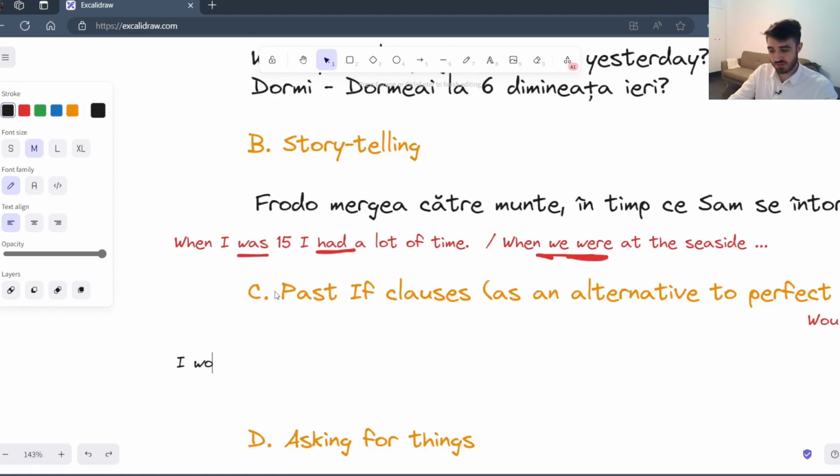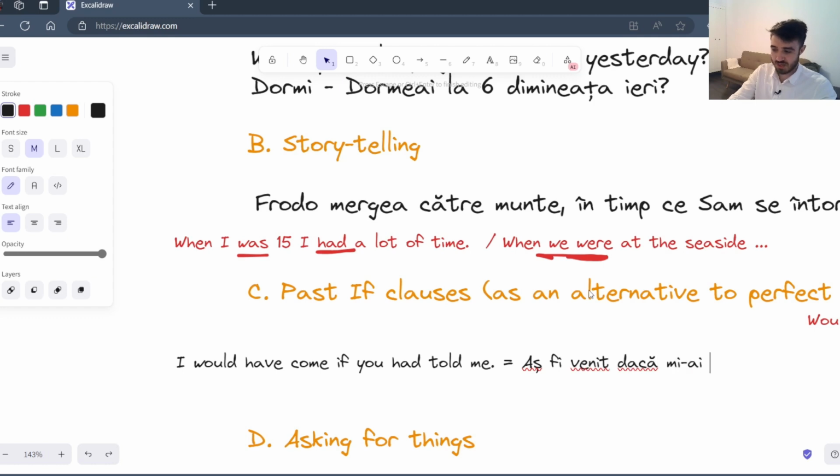Let's try in English. So I would have come if you had told me. Yeah, so this can be done with aș fi făcut. This is, by the way, an intermediate thing. It's probably not for the beginners, but if you want to say this in English, so you would have come, that means that you didn't come because you weren't told. Yeah, and what that means in Romanian, you can say aș fi venit dacă mi-ai fi spus, but that definitely can be a bit easier. Veneam dacă îmi spuneai.